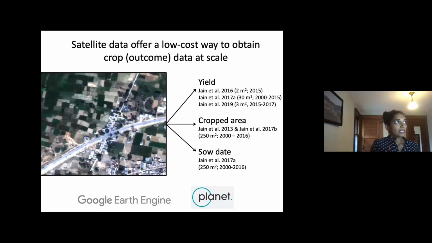So satellite data can offer a low-cost way to obtain such outcome data that we might care about with these sorts of interventions. So here I've given just an example of some of the different data sets that we've created in my lab. We've measured yield using remote sensing. We've measured cropped area, or basically the amount of area planted in a given season, and then also sowing date. And we then link these data with different interventions or policies that have been done on the ground to try to understand their impact at large spatial and temporal scales.